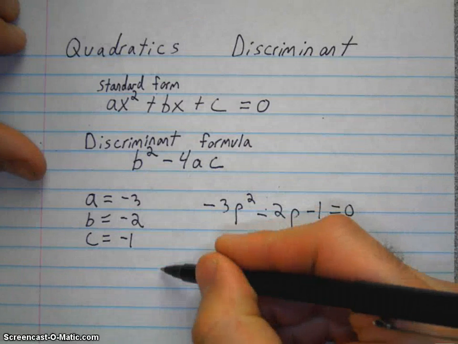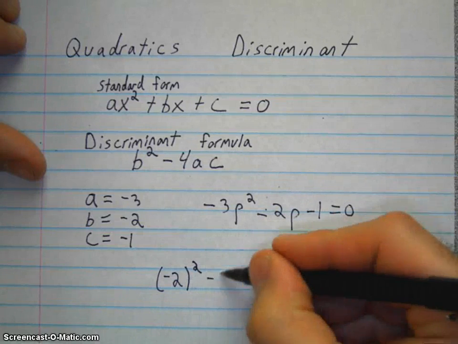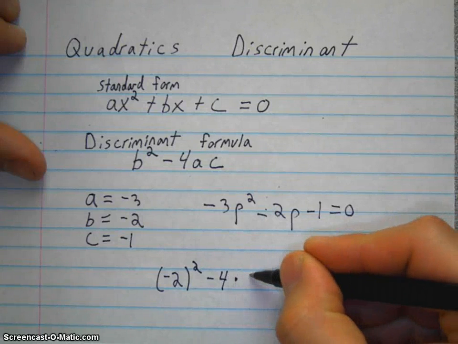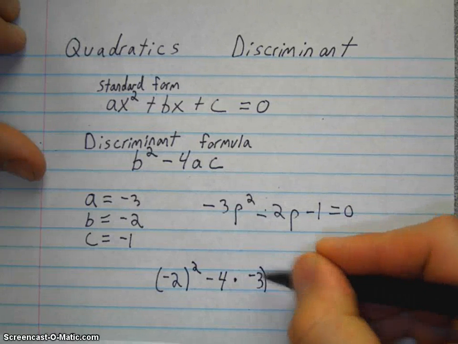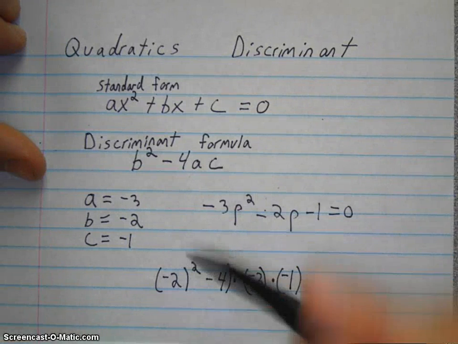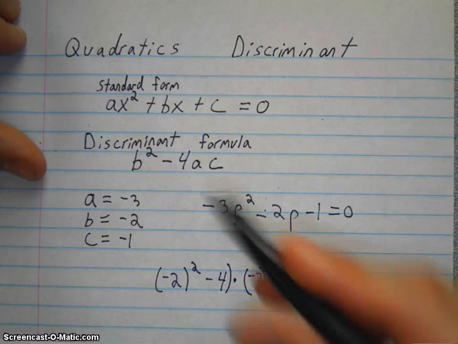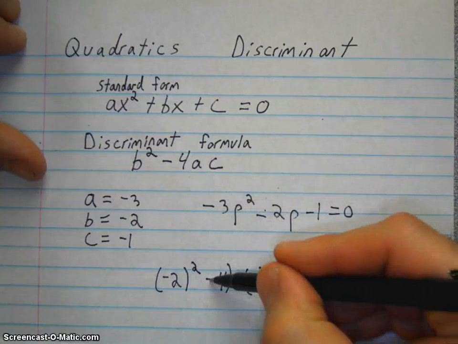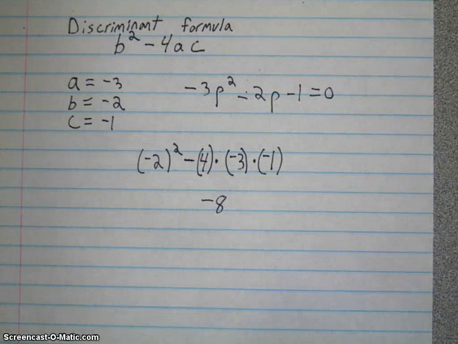So b squared will be parentheses negative 2 squared minus 4 times negative 3 times negative 1. Now it's important to use parentheses, especially when we're multiplying, so that the calculator does negative 2 times negative 2 and not 2 squared times negative. So when you are using the calculator, you're going to want to put it just as you see it. My calculator gave me a value of negative 8.